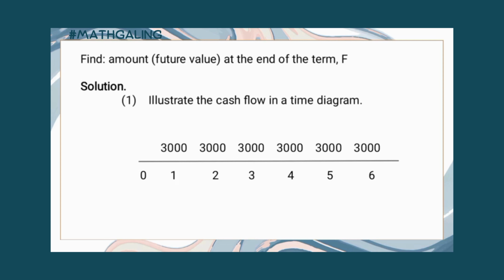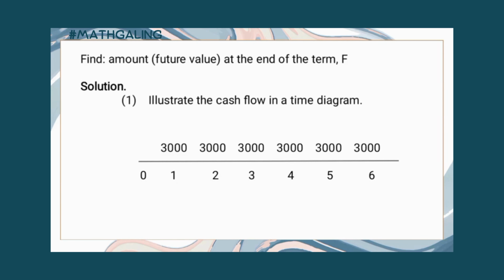So, okay, let's have our solution. First step, illustrate the cash flow in a time diagram. So, we have here the payments and the periods. Since the term is 6 months, we have 0, 1, 2, 3, 4, 5, 6. Then the periodic payment is 3,000 pesos monthly. So, Mrs. Remoto needs to pay 3,000 pesos every month.